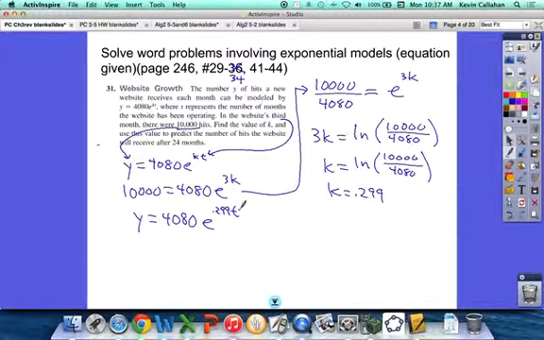And then we can do the second part. How are we going to find the number of hits that they'll receive after 24 months? Substitute t equals 24. This 24 is going to go here. So y equals 4080 e to the 0.299 times 24.